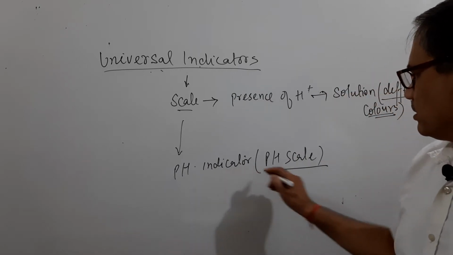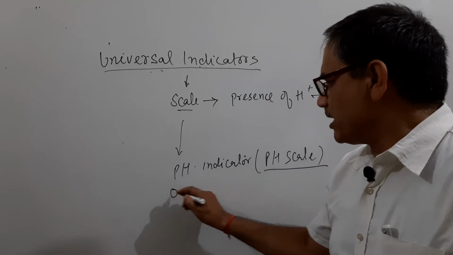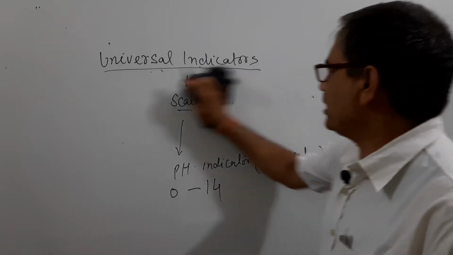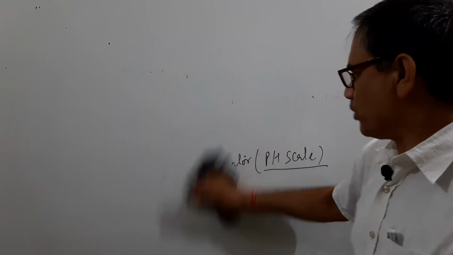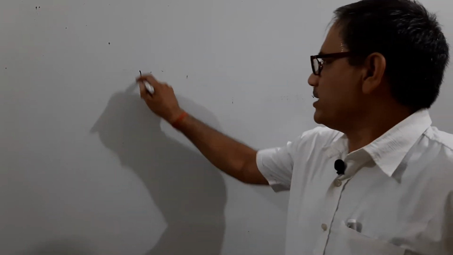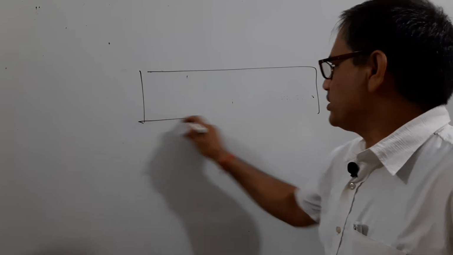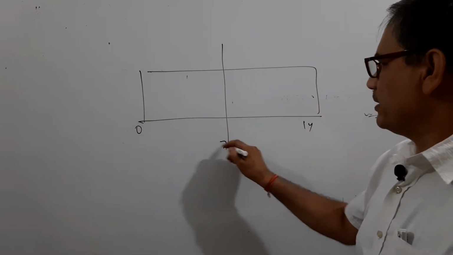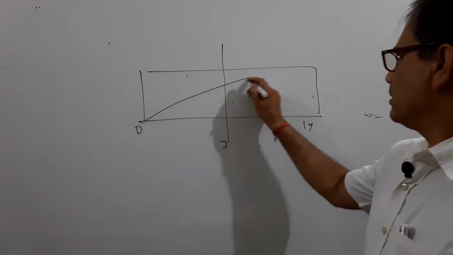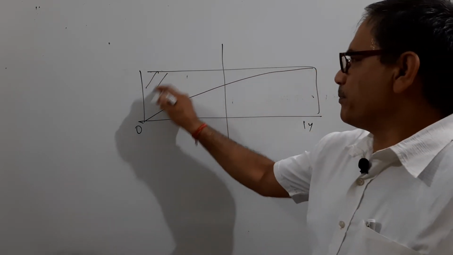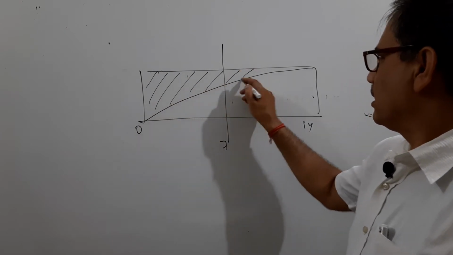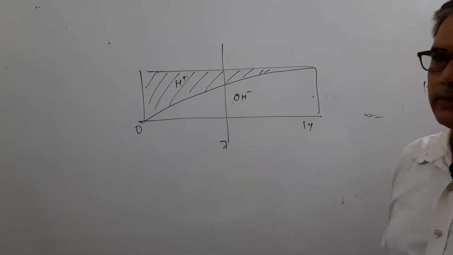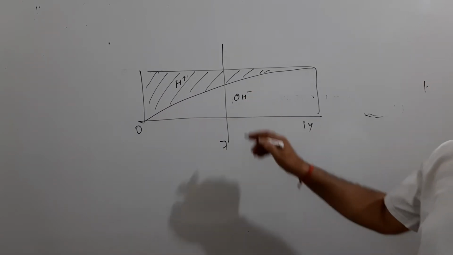The range of the pH scale is from 0 to 14. It is a scale. Here is 0, here is 14, here is 7. This shaded portion represents the hydrogen ion, and this will be the hydroxide ion.